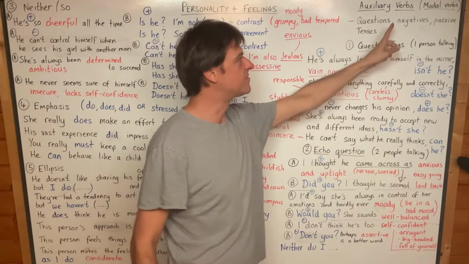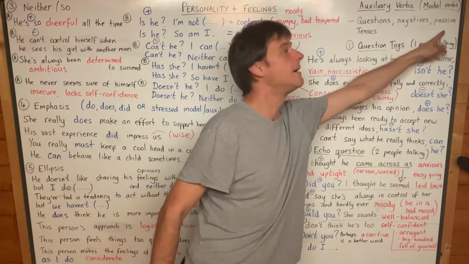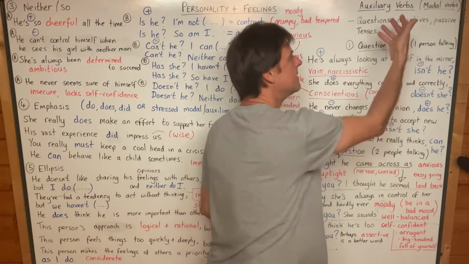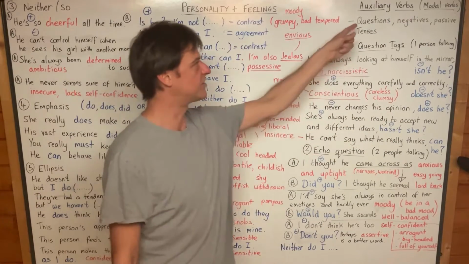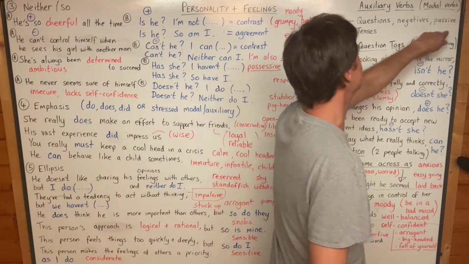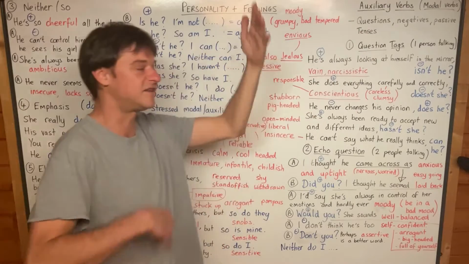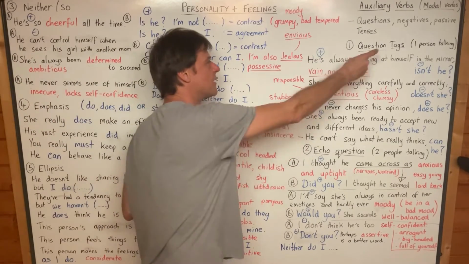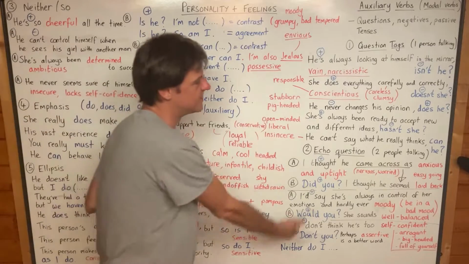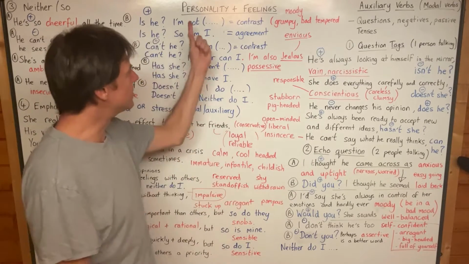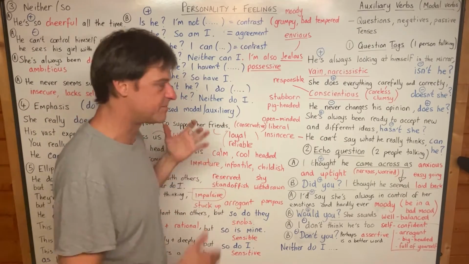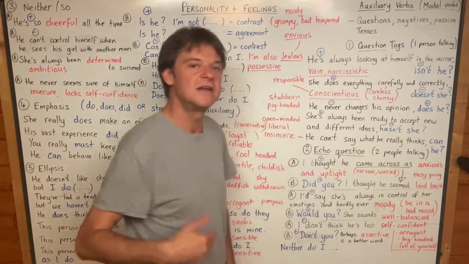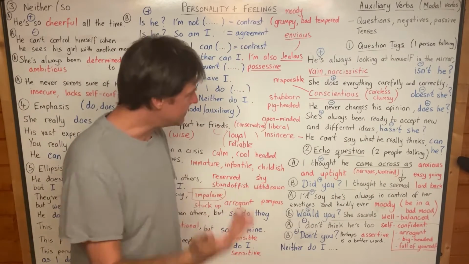We use auxiliary verbs to make questions, negatives, passive, tenses, and I'm not going to talk about those today because we do those in other classes. We study questions in another class, we study passive in another class, we study tenses in many other classes. And so we're not going to talk about that, but we will talk about question tags. And when we go through these, you will pick up some personality and feeling vocabulary because I've put lots on the board. So firstly, we use them for question tags, which is when you check information.